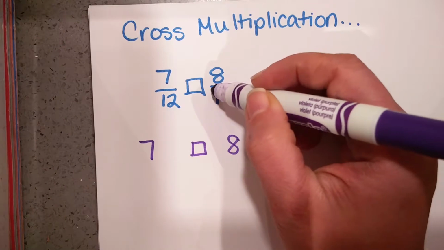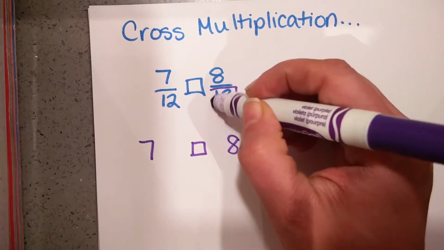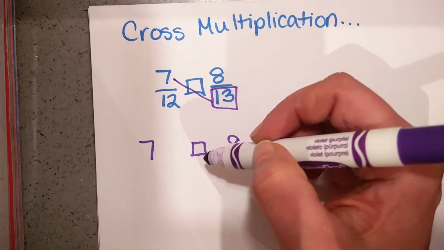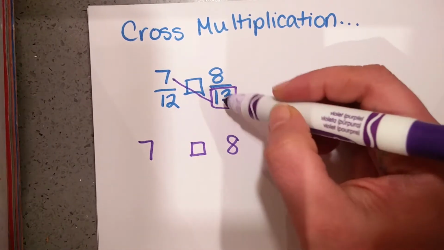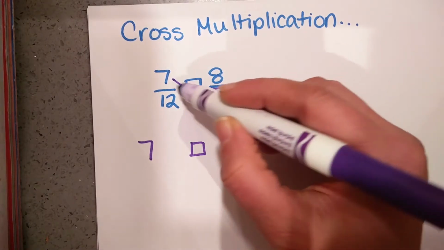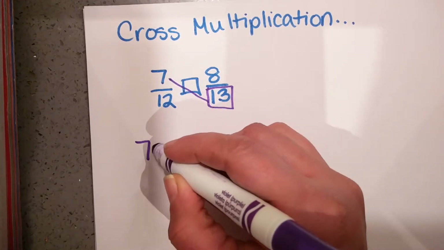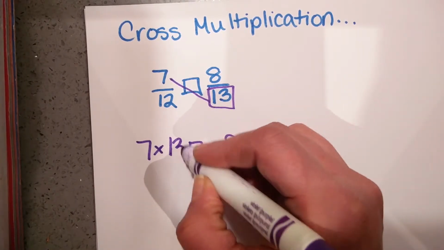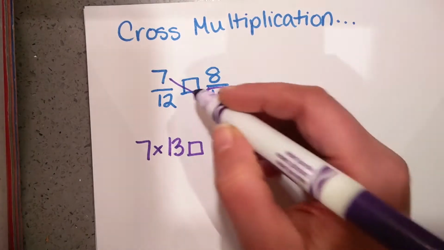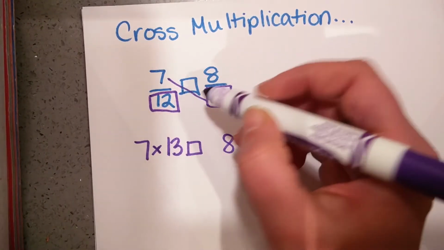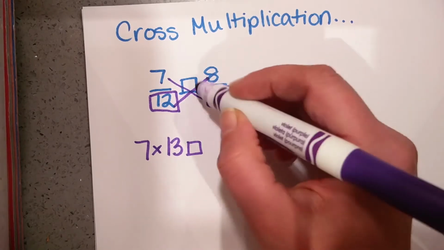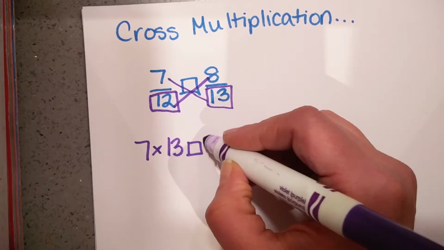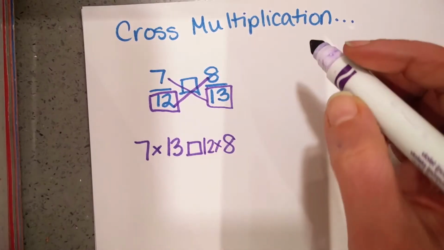When you're doing cross multiplication, what you're going to do is take the denominator and multiply it by the numerator on the opposite side. I have 13 under the 8, so I'm going to take that 13, again, move it on this side. Make sure you don't mix up the side that the numerators are on. And I'm going to do 7 times 13. Then I'm going to take this denominator, the 12, and I'm going to bring it over to this side, and I'm going to multiply it by 8. So then I'm going to have 12 times 8.